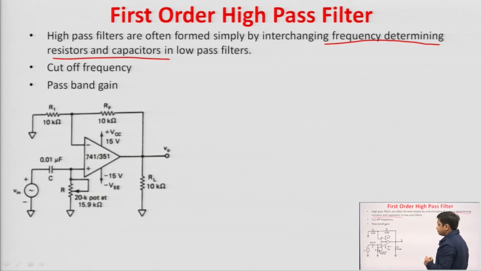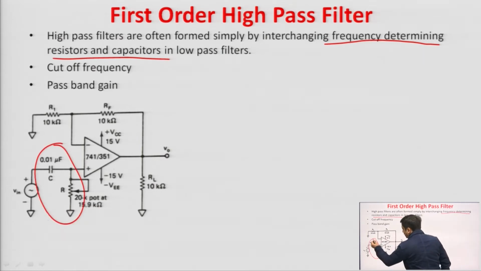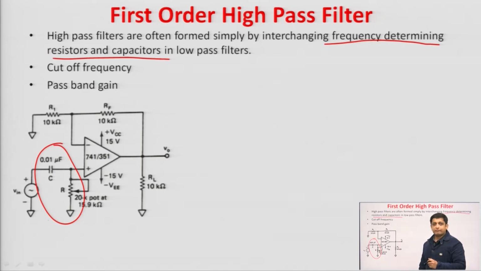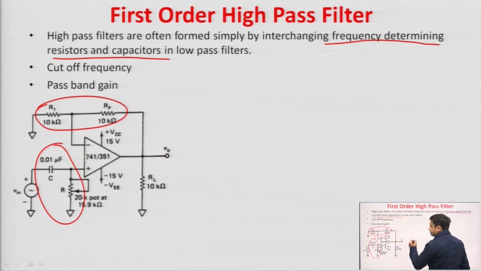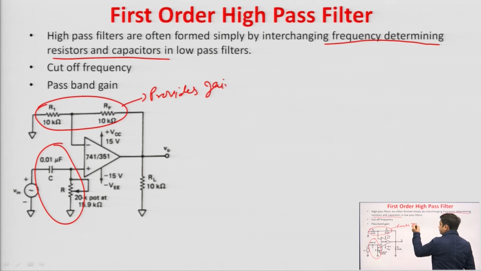What does it mean? In high pass filter we can see that this C and R provide the filter function, they decide the cutoff frequency, and the role of this R1 and RF is that they provide gain.